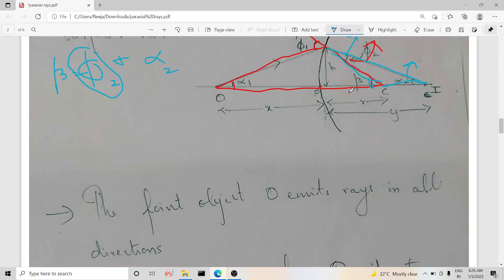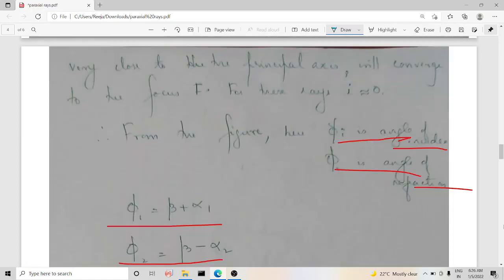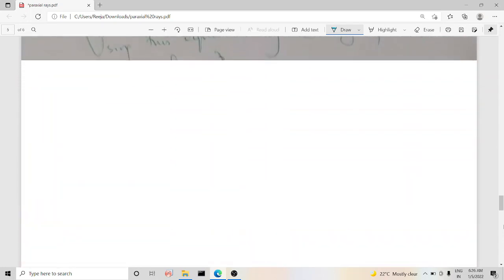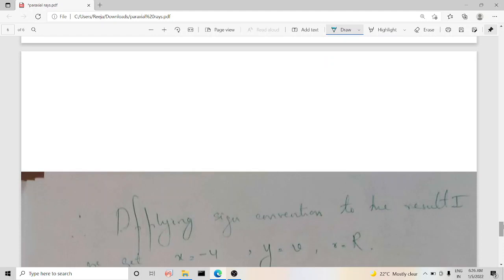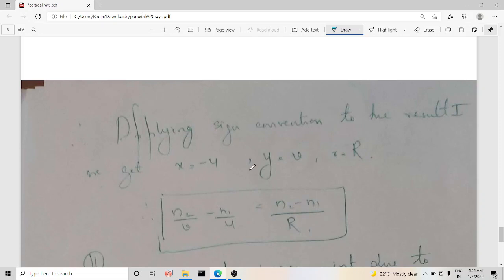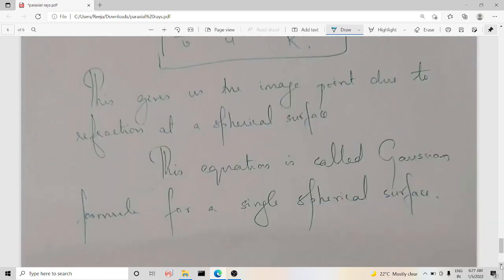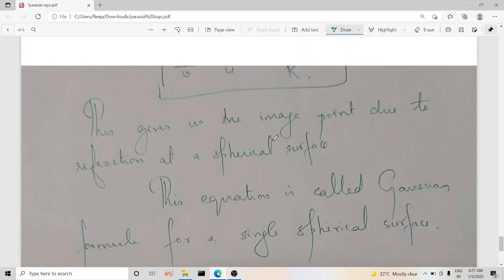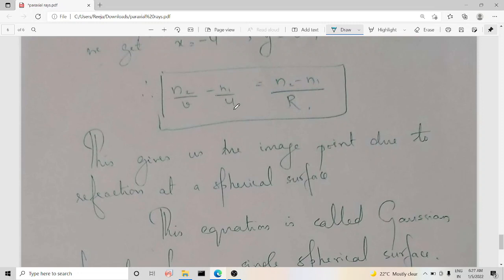So x is negative, r and y are positive. If you replace it in our final equation, then our equation becomes like this. Applying the sign convention and replacing x and y with our familiar u and v, x becomes minus u, y becomes v, and small r becomes capital R. So this is our final equation: n2 by v minus n1 by u equal to n2 minus n1 by R. So this is the exact image point due to refraction at a spherical surface. This equation is called the Gaussian formula for a single spherical surface.